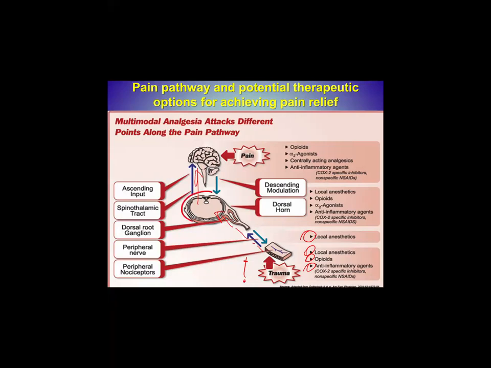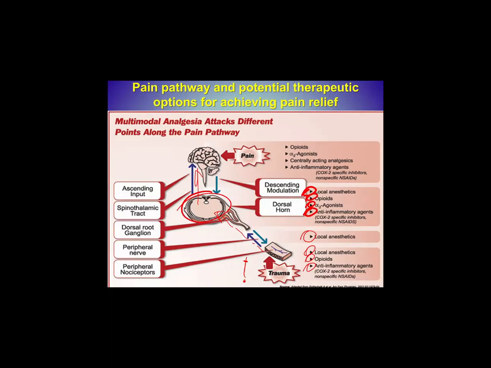On the level of the spinal cord, we can also use local anesthetics. Probably you know spinal anesthesia or subarachnoid anesthesia, for example. I'm sure you know this kind of anesthesia. It allows us to keep the patient conscious, but at the same time, this patient will not feel pain. Also, opioids, alpha-2 agonists, and anti-inflammatory agents act at this stage.